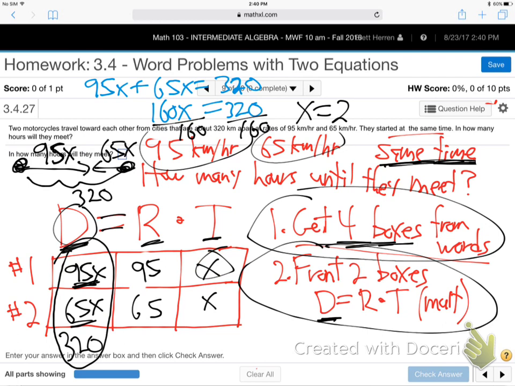So that's easier solving. Remember how I said they'd only have 1 letter? See, we only have X, so I don't need 2 equations, do I? I just need the 1 equation because I've only got the 1 letter. Is that good? Questions I can answer on that? Ready to try one of those?